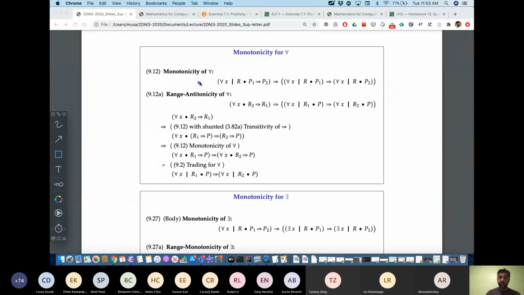So using 9.12, we can show antitonicity by first shunting in. So we have this piece. Remember transitivity of implication from the previous slide, right? So we can shunt it in. Then we can just apply monotonicity up here to split it up into 2 pieces. And then we can trade to bring the pieces back into the range position.